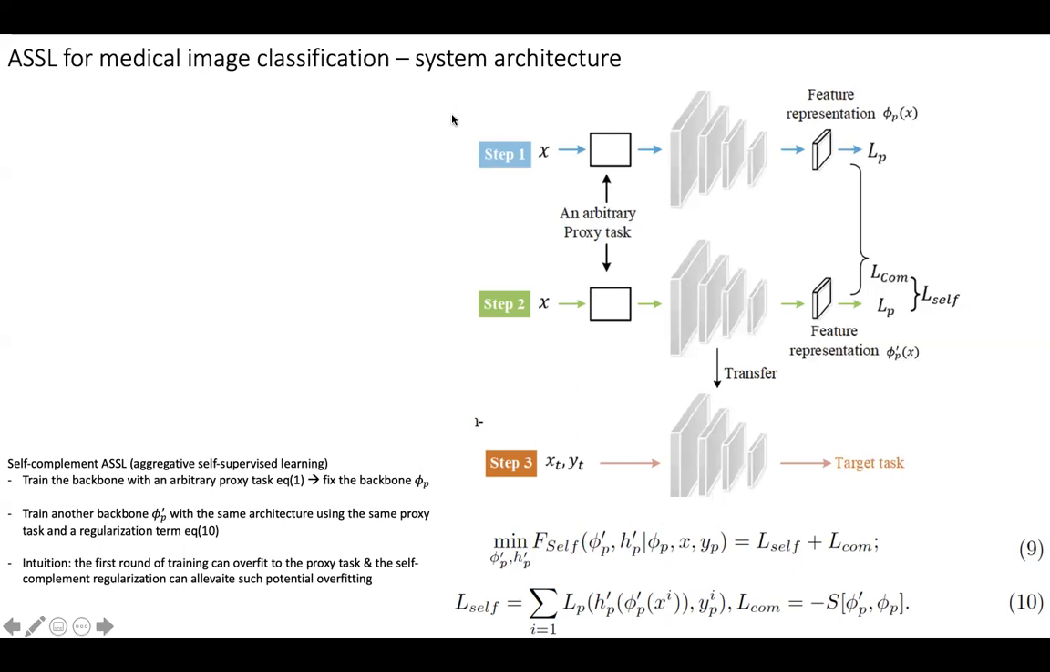Now, once this self-complement aggregative self-supervised learning training is ready, basically step 1 and step 2 are done, we just do the transfer learning on top of the second step. We just use the feature extraction backbone in the second step, and we add a target task head, and we fine-tune it on top using the target task data set. So once the fine-tuning is ready, we just do the evaluation as we do regularly for this target task.